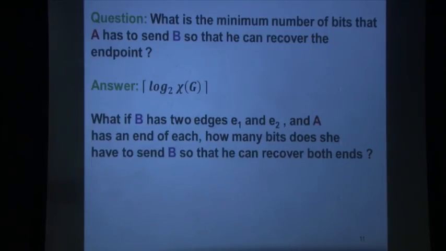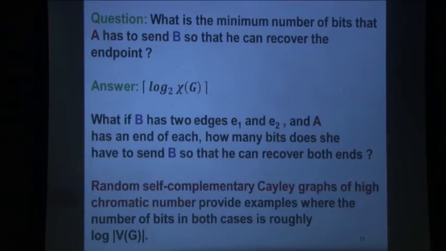But it turns out that in some examples at least, and specifically in random self-complementary Cayley graphs of high chromatic number, the number of bits she will have to send for one edge is roughly the log of the number of vertices of the graph. And also for two edges, she will have to send essentially the same. So she will have to send an extra 1 or 2 bits. Whatever you do for one edge, you get the second one for free in some of these examples.